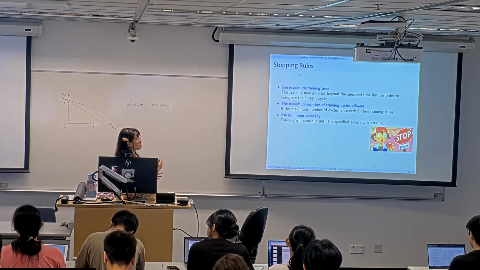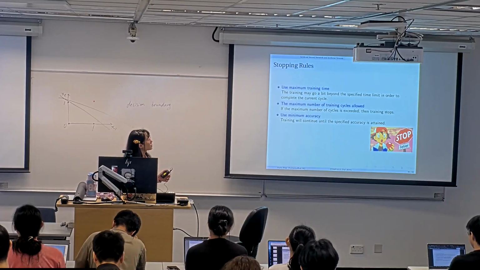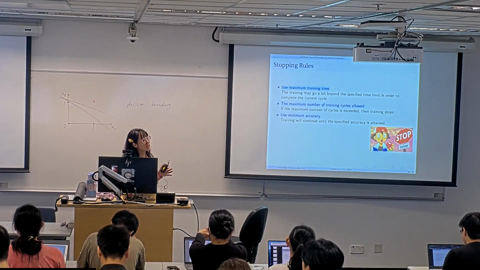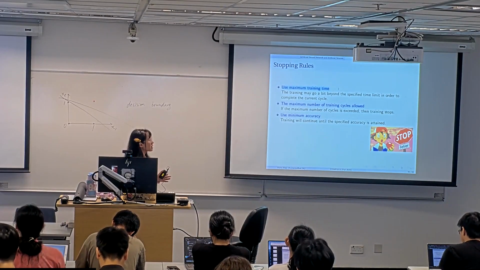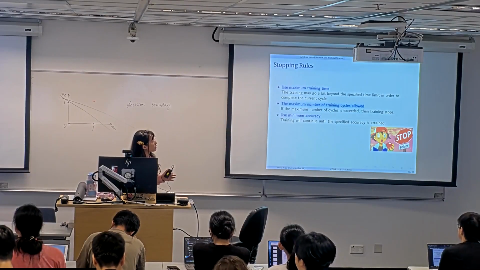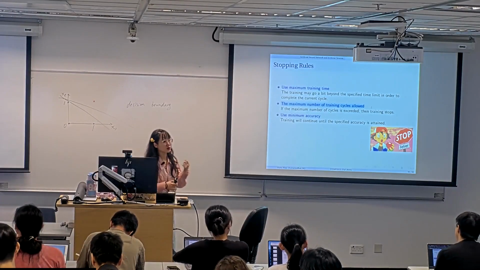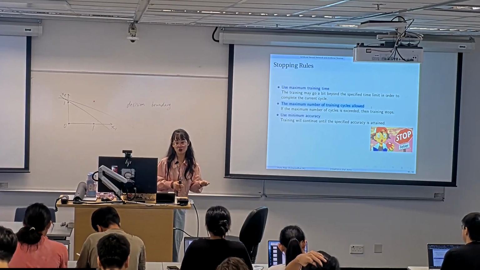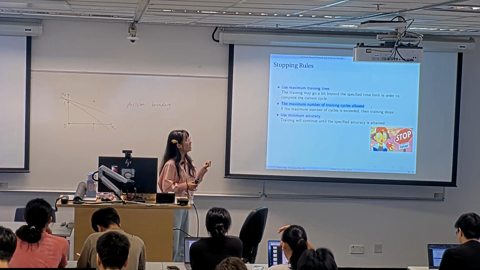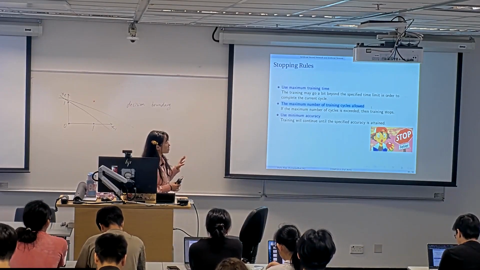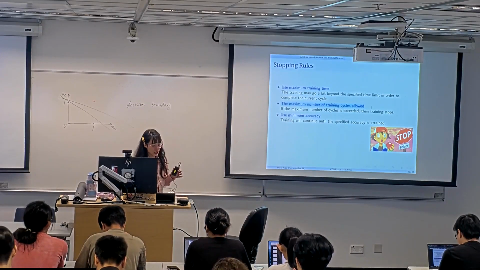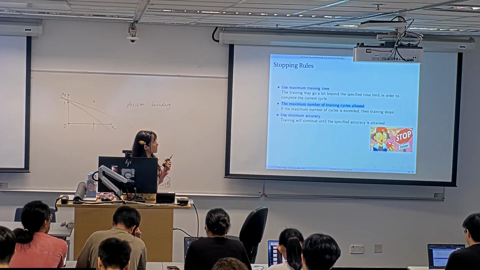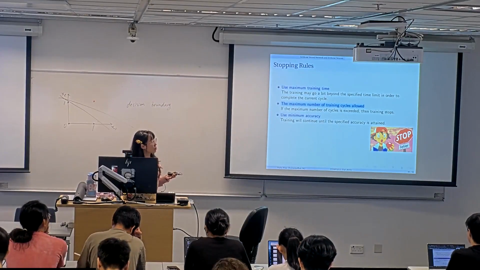Usually we have these three. First, we can try to use some maximum training time. Actually, it's a little bit like the second one. The second one is the maximum number of training cycles allowed. That's the max iteration. Like in our manual implementation, we just used 100 as our maximum iteration. So if the maximum number of cycles is exceeded, then we just stop it.